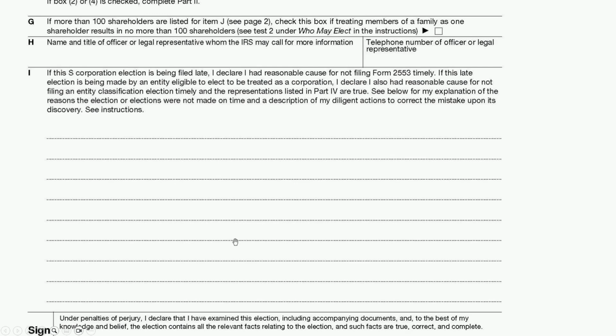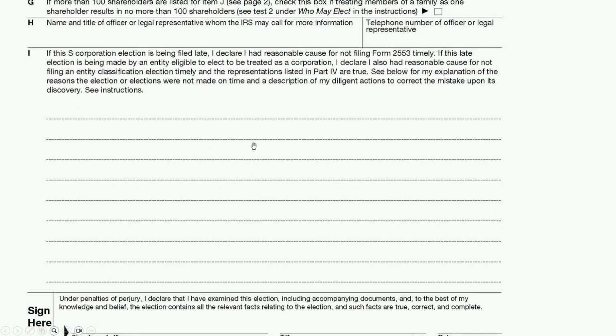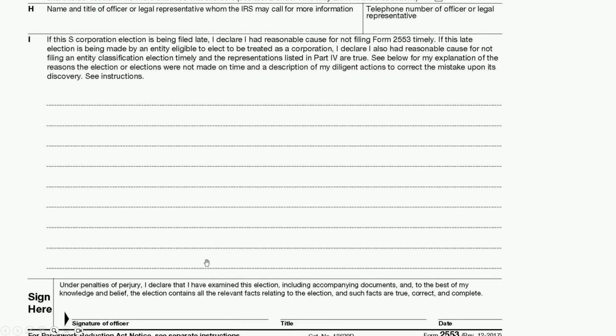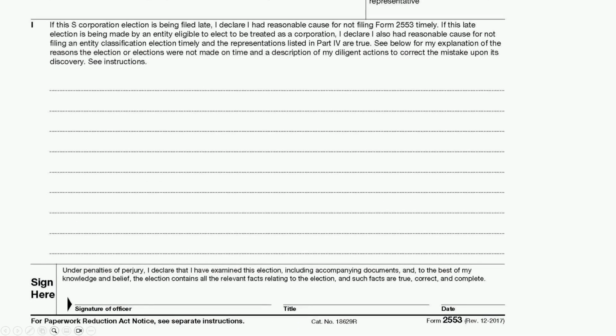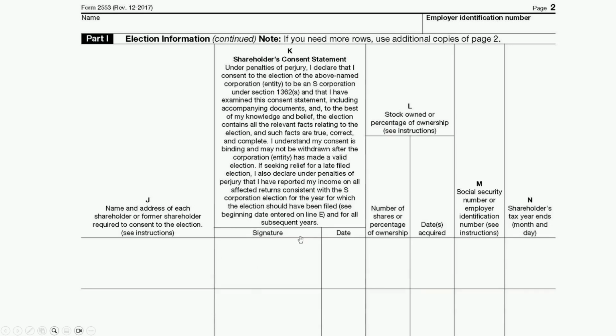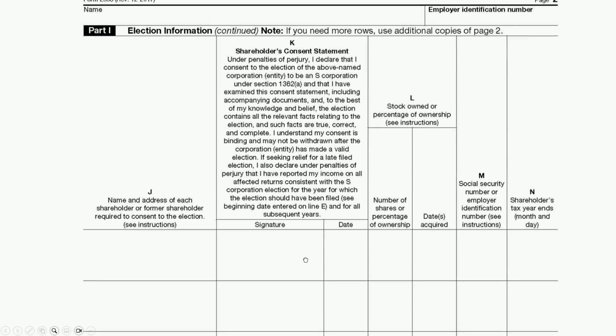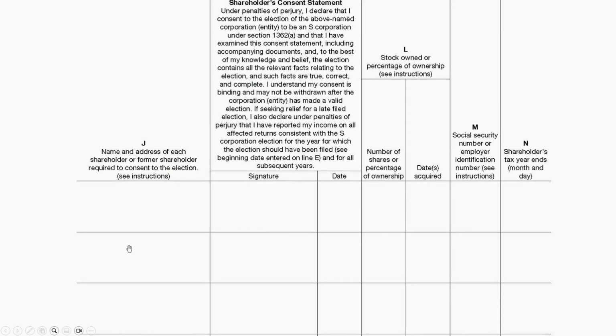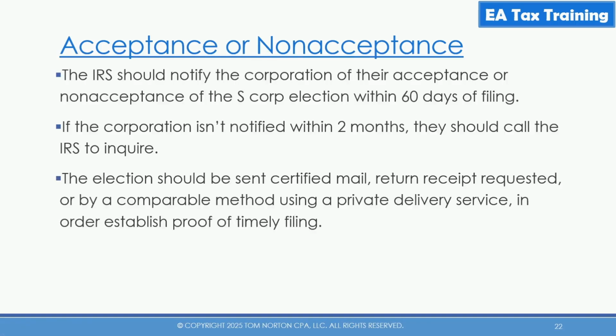So as you can see, these late filings are so common that a good portion of page 1 of the 2553 is dedicated to explaining your reasons why you are filing late. Then we go to page 2, and you will see here, this is where all the shareholders have to sign. Remember, 100% of the shareholders must consent to the election, and they have to sign, and this is where they do so.